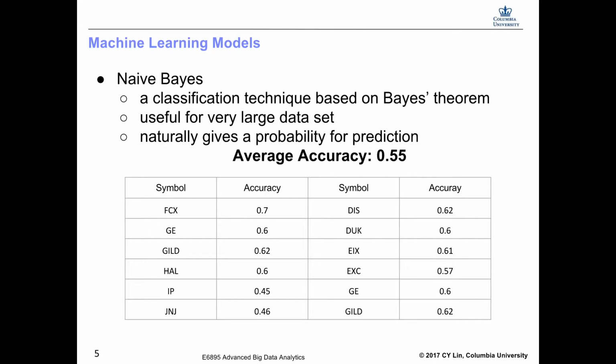So here's the table of symbols and the accuracy of the prediction. You can see the average accuracy is 0.55. We understand that the accuracy is not too promising, but that might be because we only use 2015's data. That's why we create a dynamic learning system later to incorporate new data from 2017.